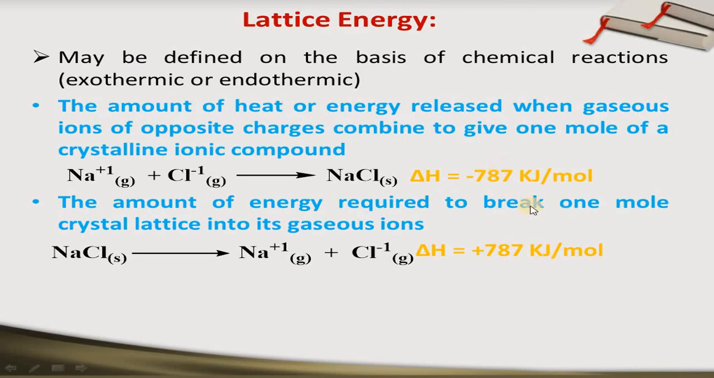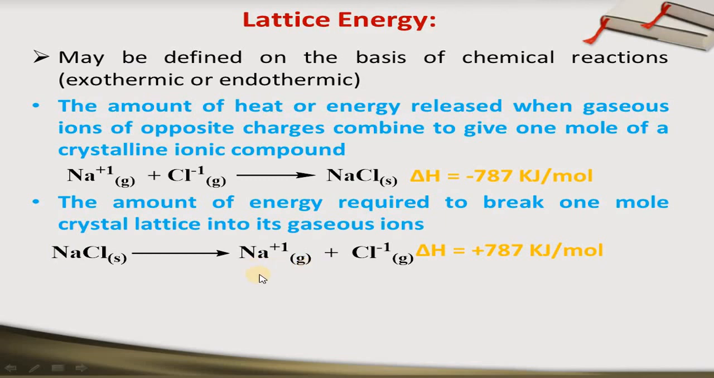The values are equivalent. Here we have 787, here we have 787, but the signs are opposite. In one reaction, this amount of energy is released, while in another reaction, this amount of energy is absorbed by the crystalline solid for its conversion into its respective gaseous ions.